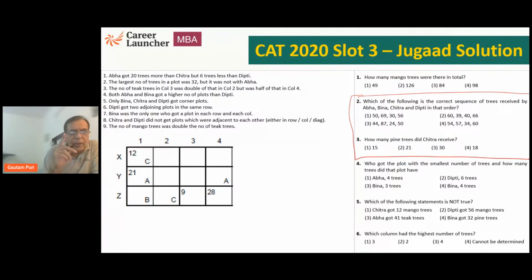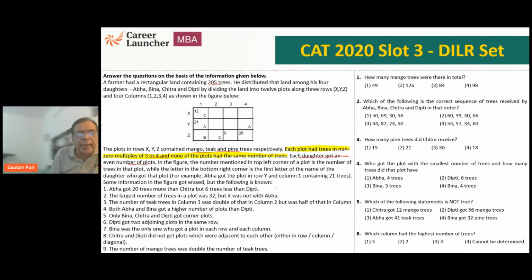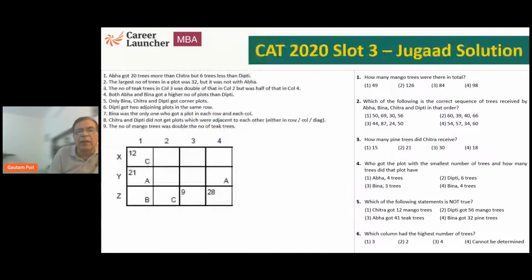Anusmita, your question was left. Let me take care of your question also, though I've covered it earlier. If you look at this particular data set, it tells us each daughter got an even number of plots. There are 12 plots in all. So what can be the distribution? Each has to get minimum 2 because even number of plots. So 2, 2, 2 and 6 is one possibility. Other could be 2, 2, 4, 4. So these are the only two possibilities: three daughters get 2 plots and one gets 6 plots, or 2 daughters get 2 and 2 daughters get 4.